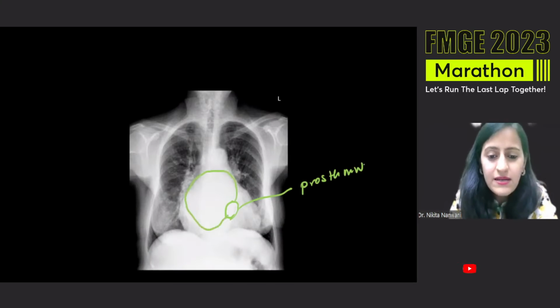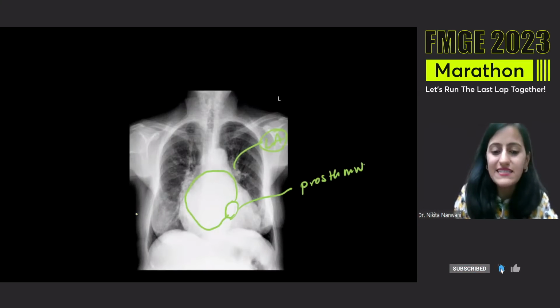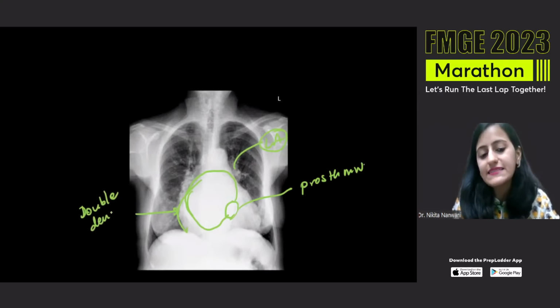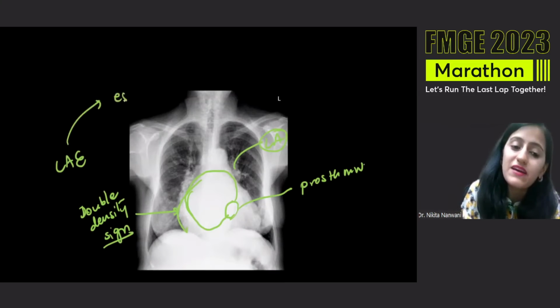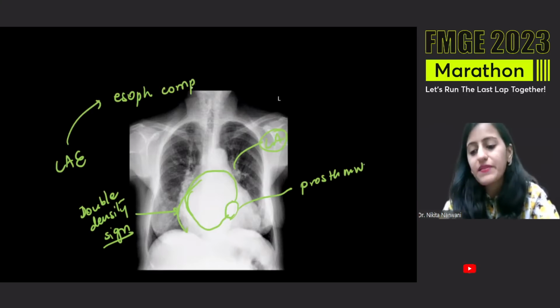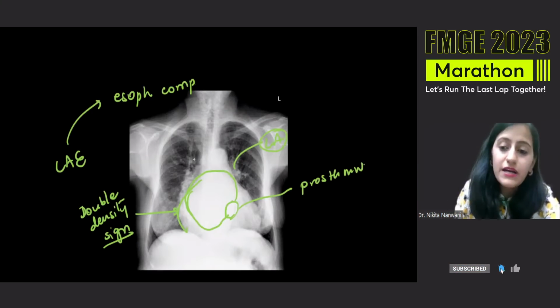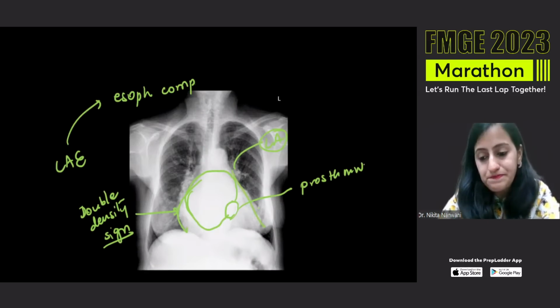And this one here above the mitral valve is actually the left atrium, which has come to the right side. So on the right side we have the right atrium and the left atrium. That is the double density sign. That's the double density sign of left atrial enlargement. Remember that it's left atrial enlargement that causes esophageal compression. Why? I will show you in the upcoming image. Left atrial enlargement can also cause straightening of the left heart border.